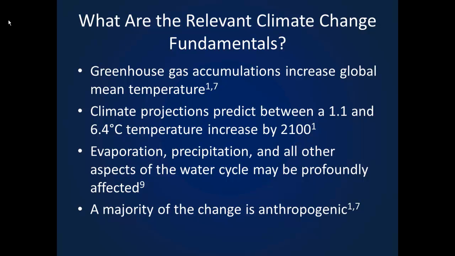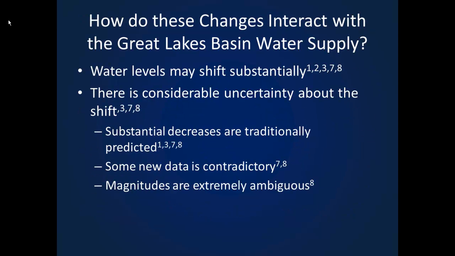Evaporation, precipitation, and essentially all the other aspects of the hydrologic cycle will be profoundly affected by this change. And we know with a reasonable degree of certainty that a majority of this change is anthropogenic. At least 50%, maybe more. So how do changes in climate interact with the Great Lakes Basin water supply?